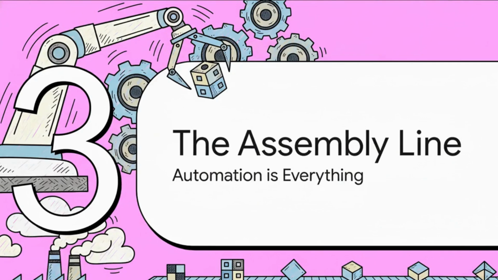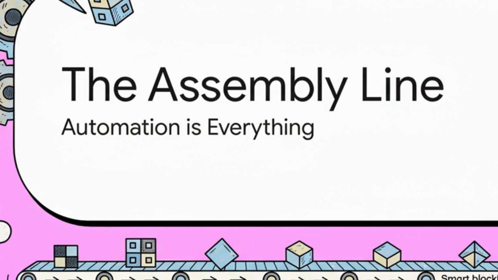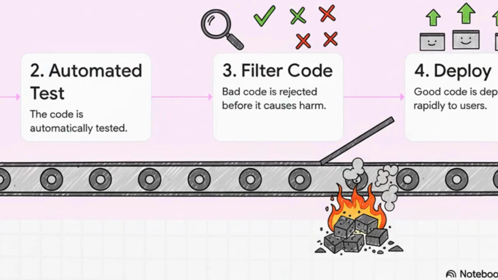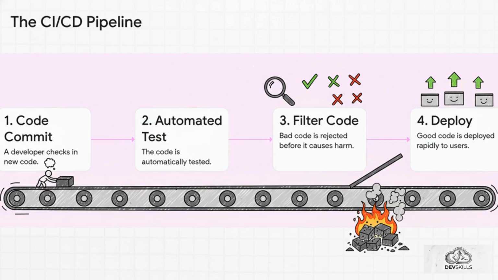Okay, so we've got our smart blocks, but how do we put them together quickly and safely? We need to replace that slow, manual workshop with a high-speed, automated assembly line. Because in the cloud-native world, automation is literally everything. And this is the CI/CD pipeline. It stands for continuous integration and continuous delivery.